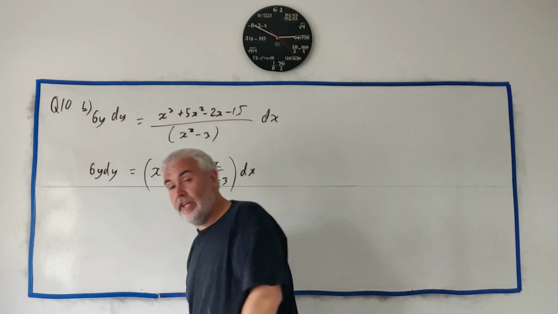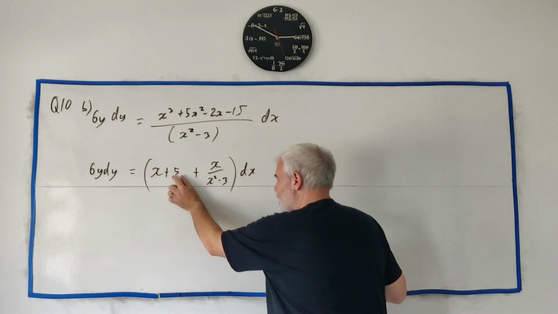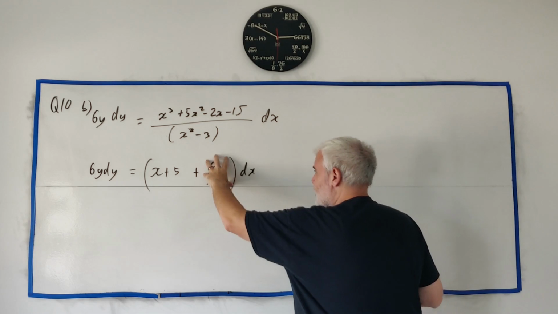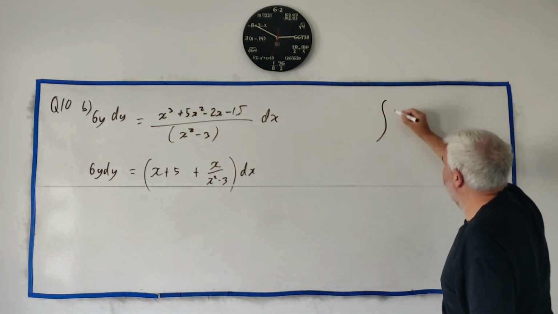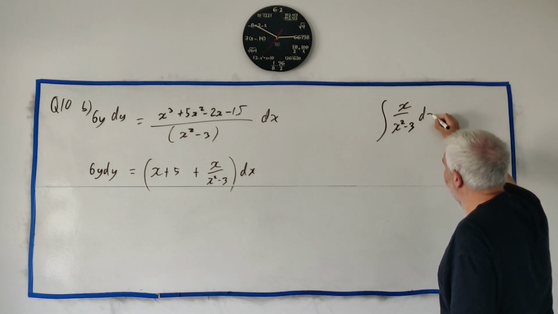This is a bit more integratable. You can integrate this term, easy. Integrate this one, easy. It all just comes down to, can we integrate this term? So let's take that off to the side somewhere. Let's integrate x divided by x squared minus 3 dx.